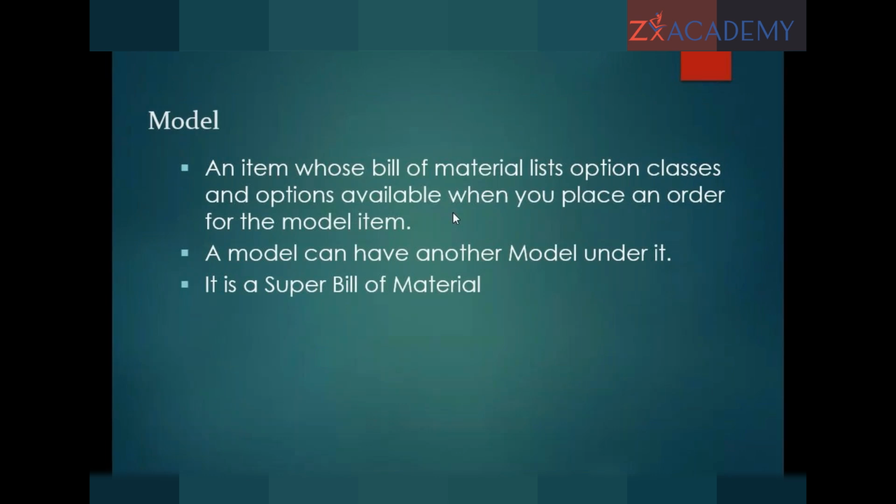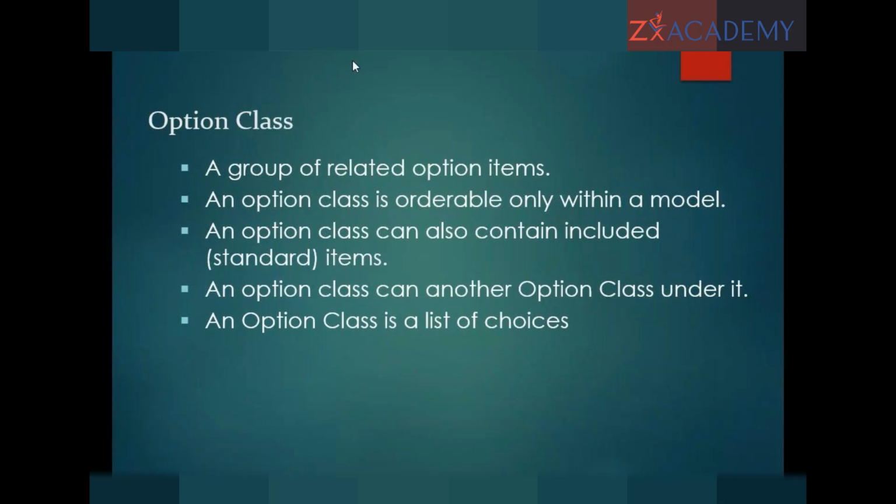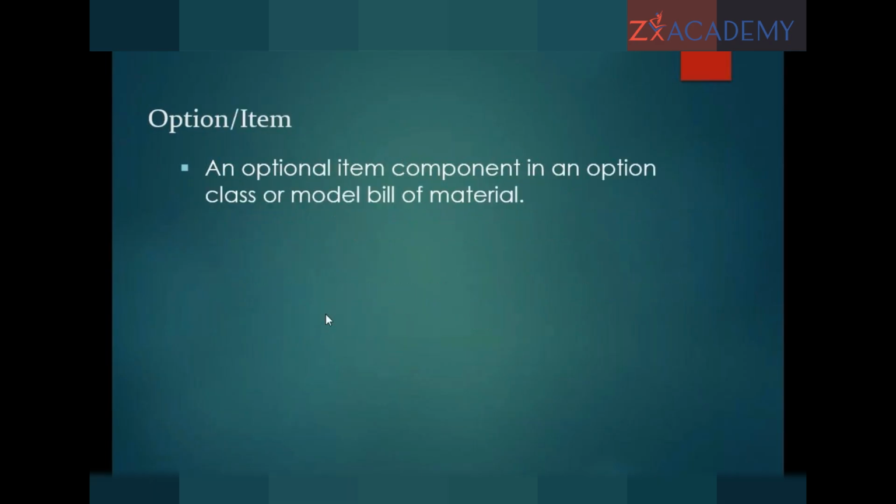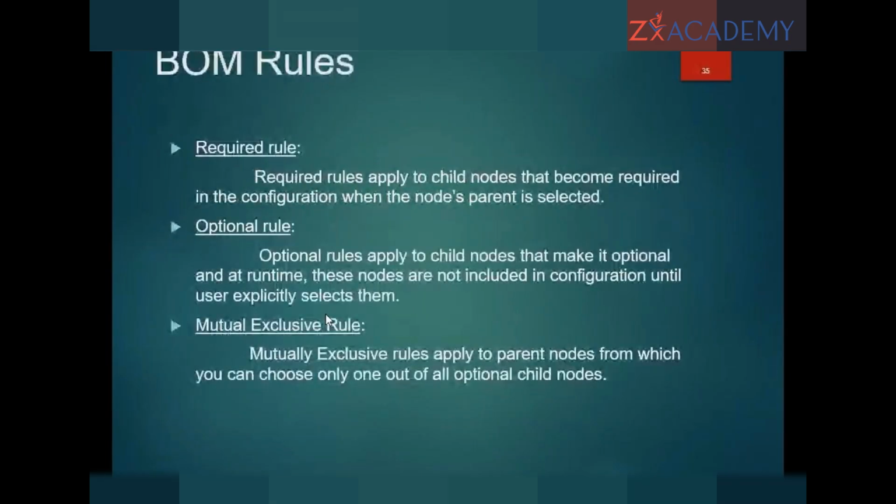So it's a model I told you. It will have option classes and options available with replace, and model items under it. Option class is a group of related option items, and they are orderable only within a model. It contains only the standard items under it. This is where the item component is an option. These are the BOM rules. Maybe I'll cover them in a BOM session when I start with the BOM things. Yeah, that makes sense.